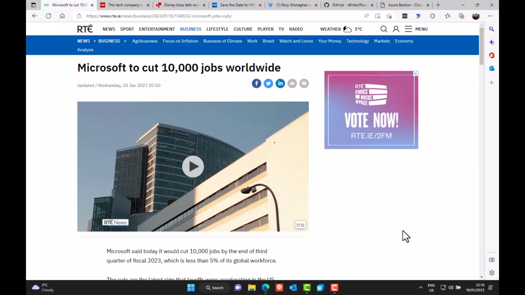I hope that's not true. And like I said, I think this is just kind of speculation at this time. Others in the industry, like Informatica, also announced layoffs recently as well. So again, a bad start to the year in tech.